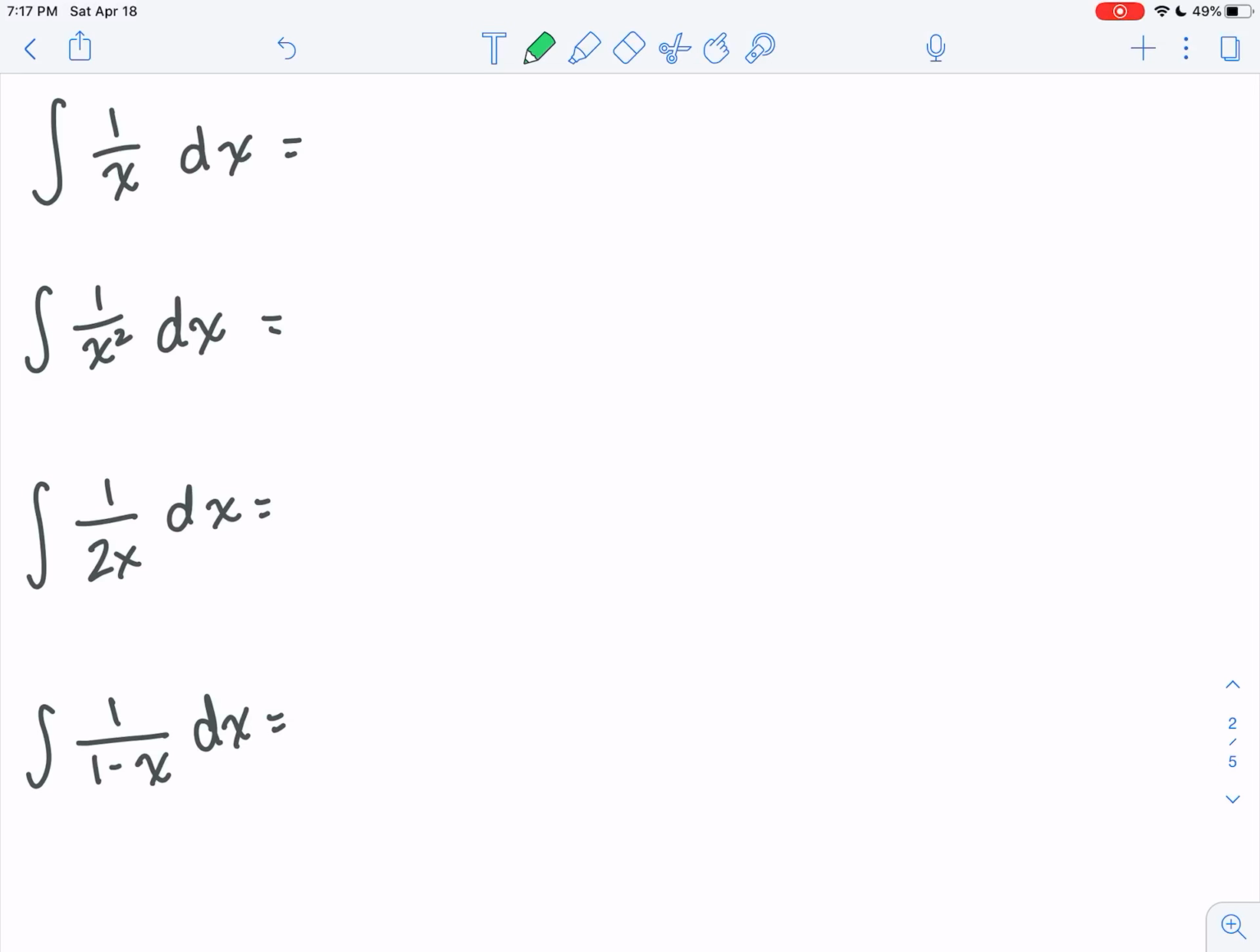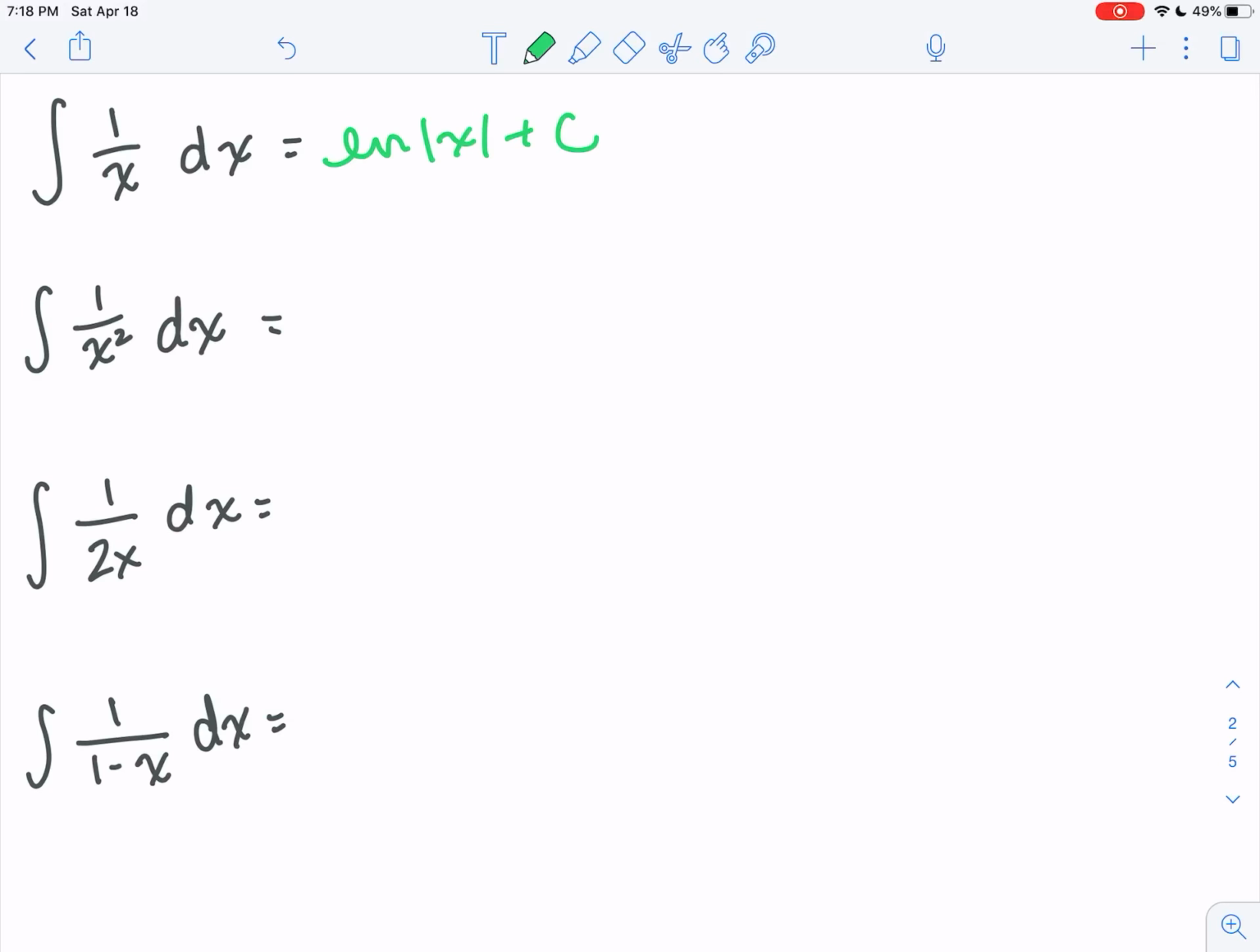So integral of 1 over x dx means find all antiderivatives of 1 over x. In that case, it'll be ln of the absolute value of x plus c, right? Because the derivative of ln of x is 1 over x. We throw the absolute values around because you cannot take log of a negative number. Okay, now the second one is not, however, ln of x squared, right?